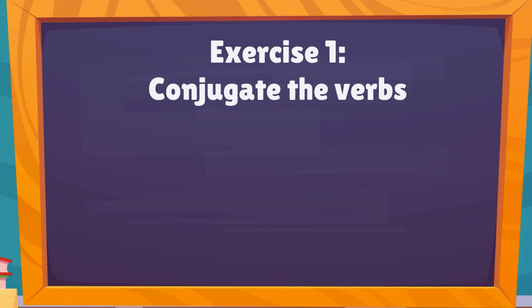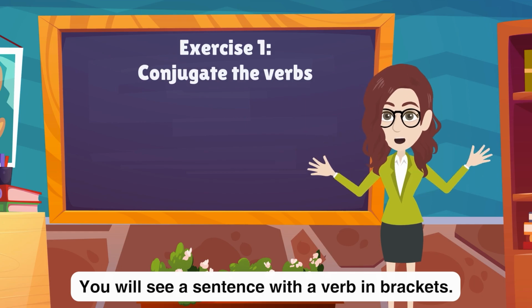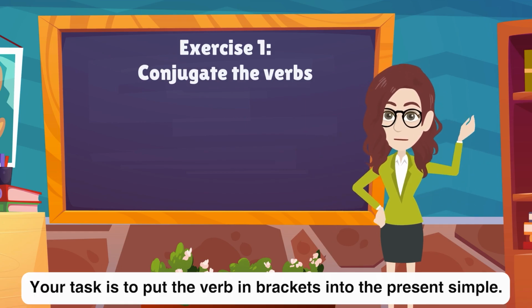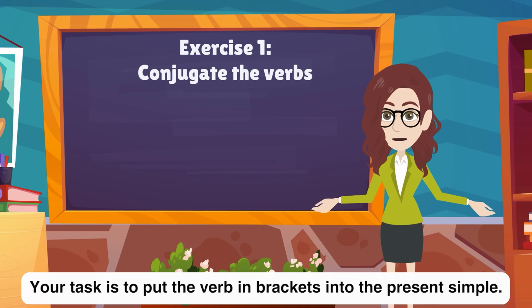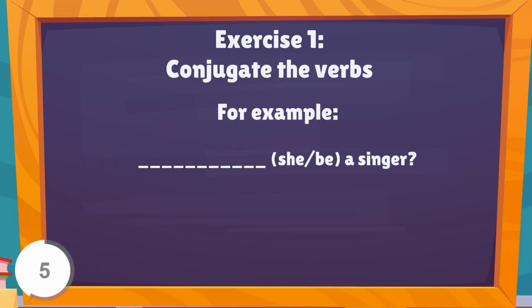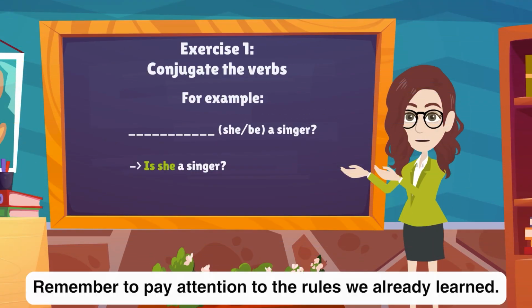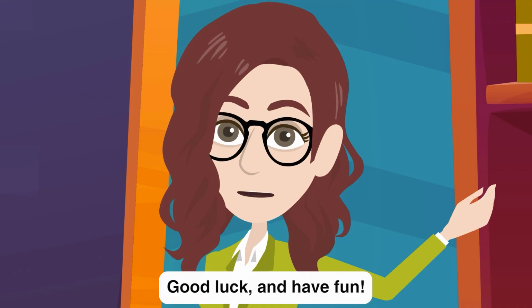Exercise 1, Conjugate the verbs. You will see a sentence with a verb in brackets. Your task is to put the verb in brackets into the present simple. For example, the answer is: is she a singer? Remember to pay attention to the rules we already learned. Good luck and have fun!